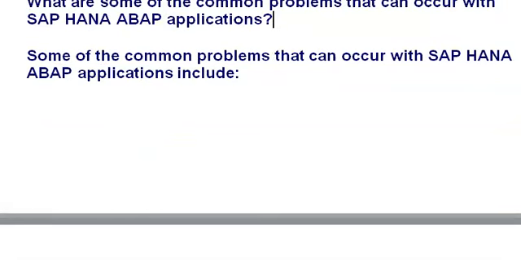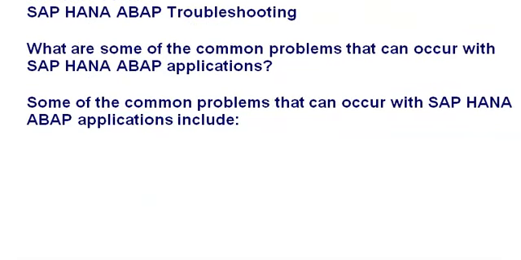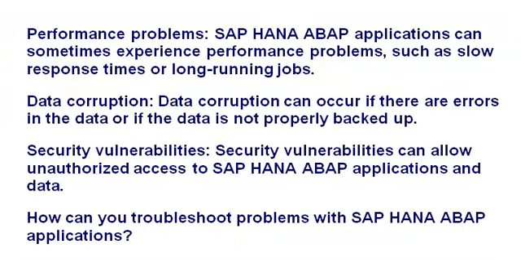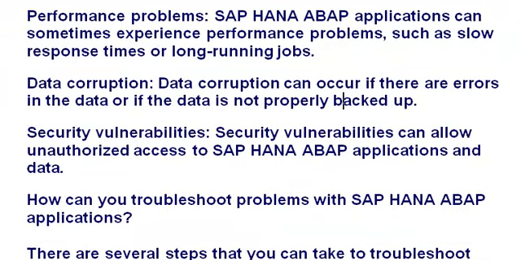SAP HANA ABAP troubleshooting. So, what are some of the common problems that can occur with HANA ABAP applications? Some of the common problems include performance problems, data corruption, and security vulnerabilities. Performance problems, like sometimes because of the slow response of the system, there might be an issue. And there might be an issue of data corruption wherein data is not backed up properly, and security vulnerabilities, where someone can pop in with unauthorized access.